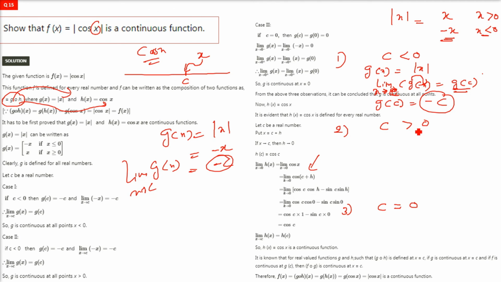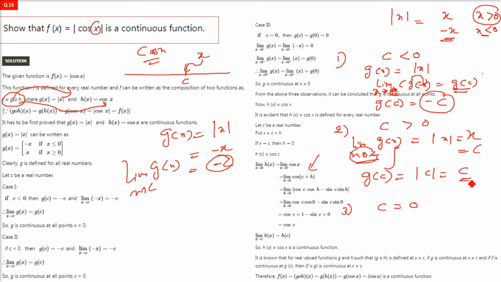When c is greater than 0, what do you do? g(x) is modulus of x. When you apply limit x tends to c, you are talking about modulus of x, which is modulus of c, and when c is greater than 0, it is going to be c. And what is g(c)? It is modulus of c, and c is greater than 0, so it is going to be c only. So in both the cases, the limit of g(x) as x approaches c is c, and g(c) by itself, the value of the function at c, is also c. Two cases are justified now.